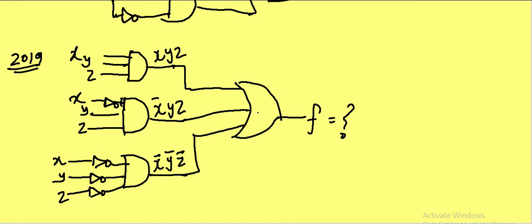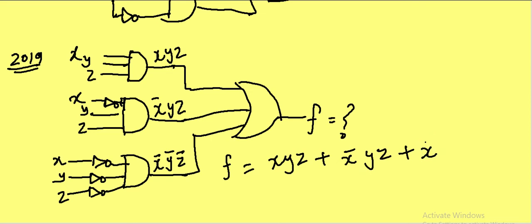Then this is the OR gate, right? So f will be what? f will be the addition of these three. So xyz plus x complement yz plus x complement y complement z complement. Okay, now this is your function and you can simplify it.